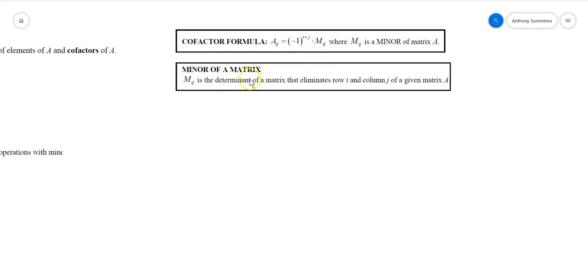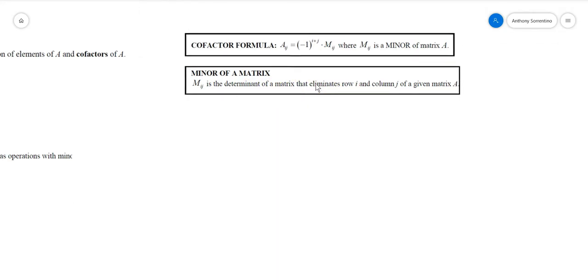Because the minor of a matrix is just the determinant of a matrix that eliminates row i and column j. That's the important part here. Whenever I say M of ij, that's the determinant of a matrix that eliminates row i and column j of a given matrix A. So what does that mean here? Let's have a look and see what we're trying to do with this.